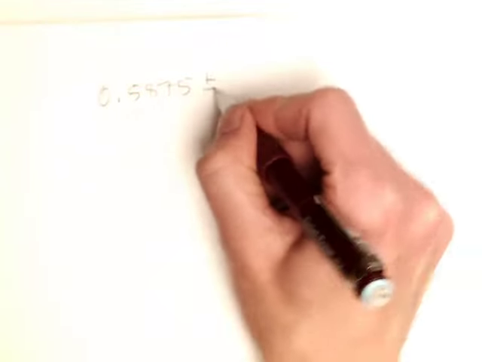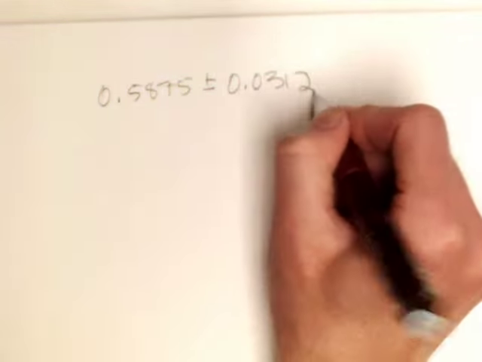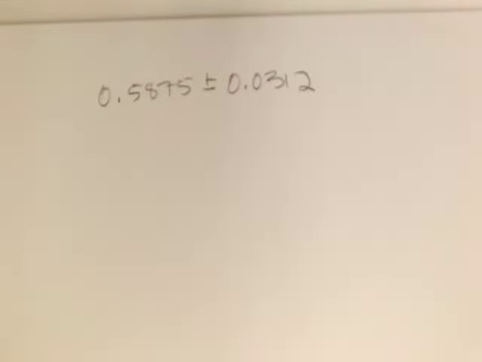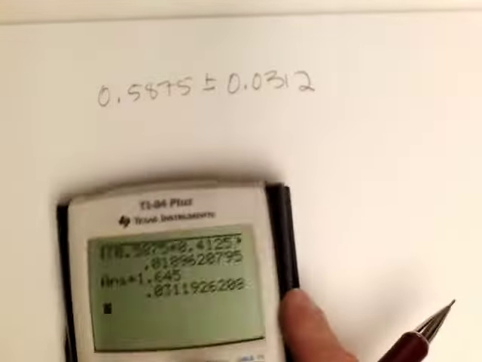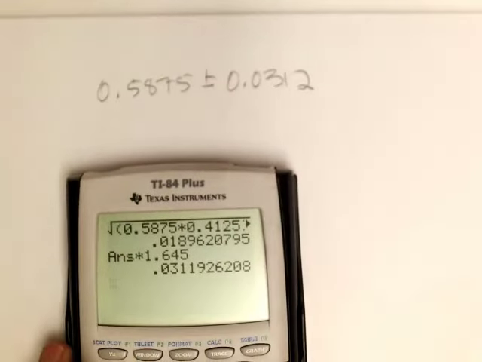So that gives 0.5875 plus or minus 0.0312. Now I've done some rounding in between. When we take a look at this one directly in the calculator, it may be the case that we're off a smidge due to rounding. But let's see what we get. So I'm going to subtract first.